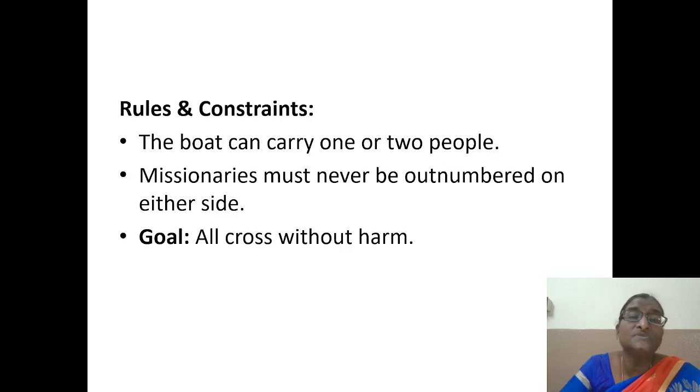But there are some rules and constraints that are to be followed to solve this problem. What are those rules and constraints? The first rule is the boat can carry only 1 or 2 people. And the next thing is missionaries must never be outnumbered on either side. And the goal is all the 3 missionaries and 3 cannibals should move from the left bank to the right bank.